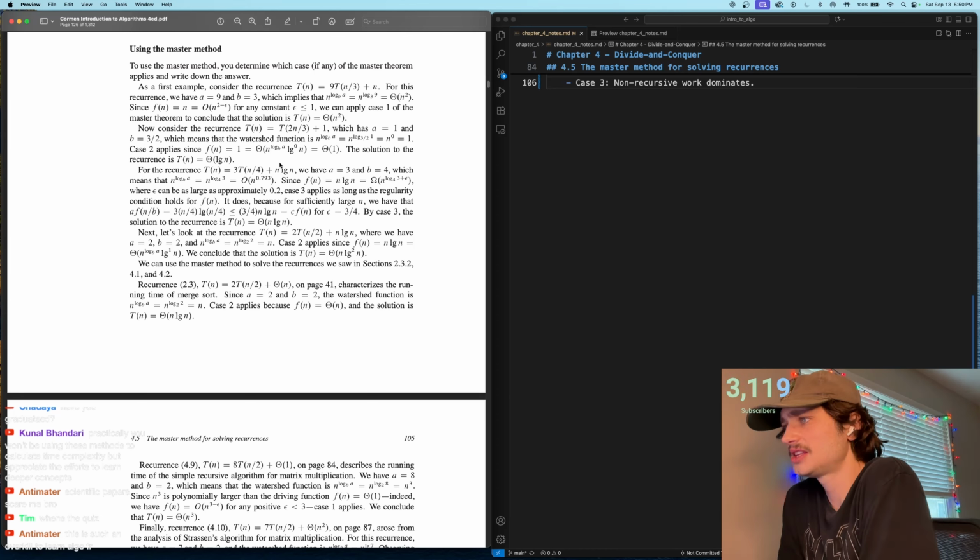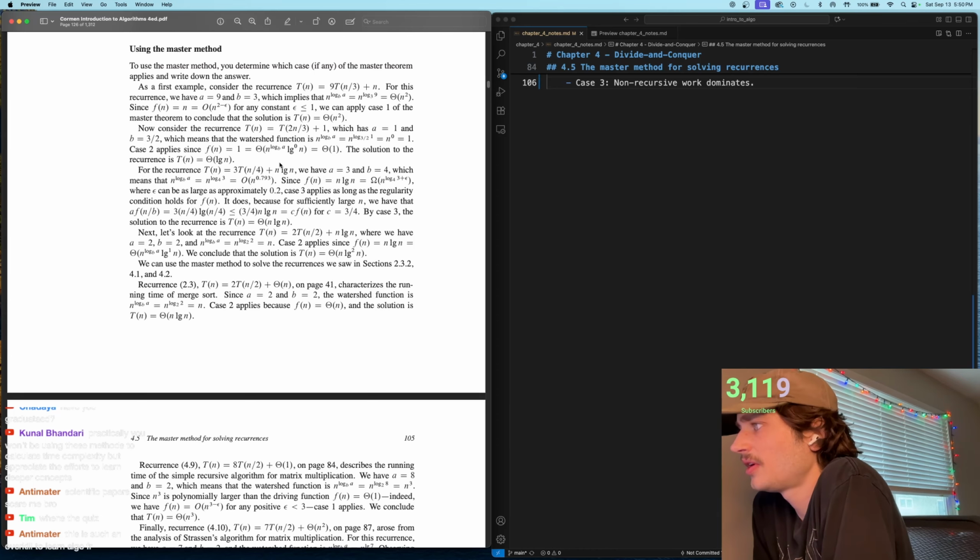Now let's look at this recurrence, T(n) = 2T(n/2) + n lg n, where we have a = 2 and b = 2, the watershed function equals n, and case 2 applies. Since f(n) = Θ(n^(log_b a) lg^1 n), we conclude that the solution is Θ(n lg^2 n).